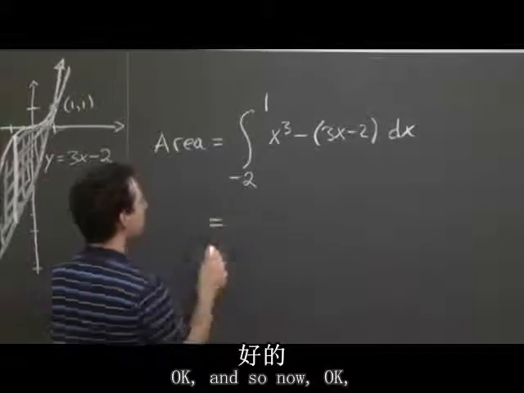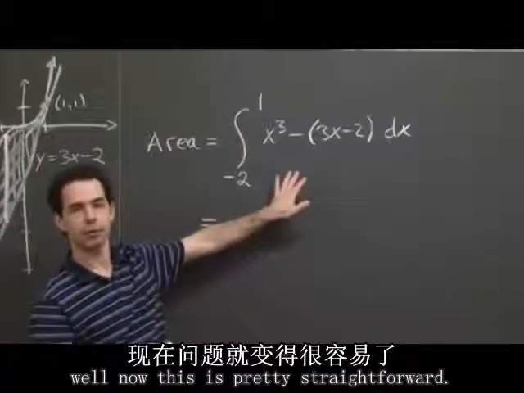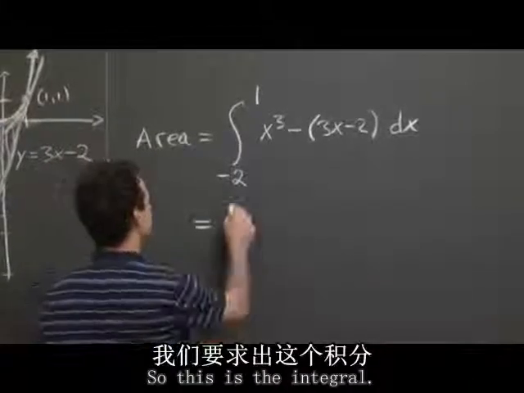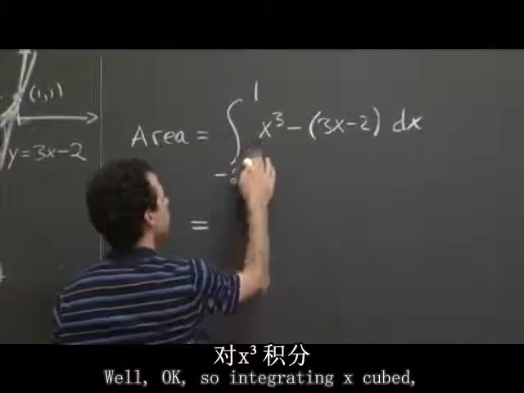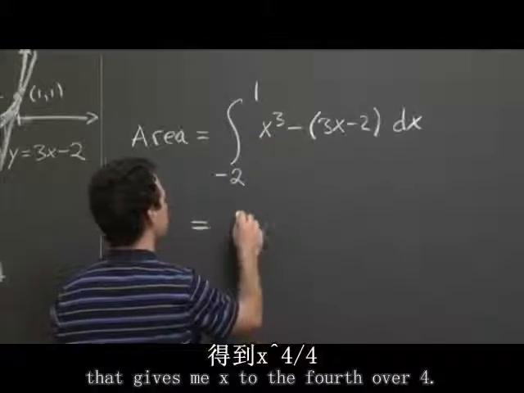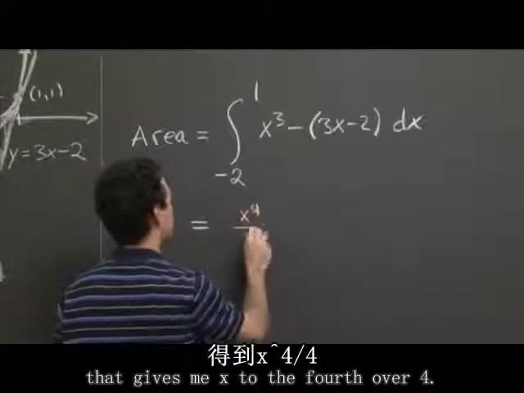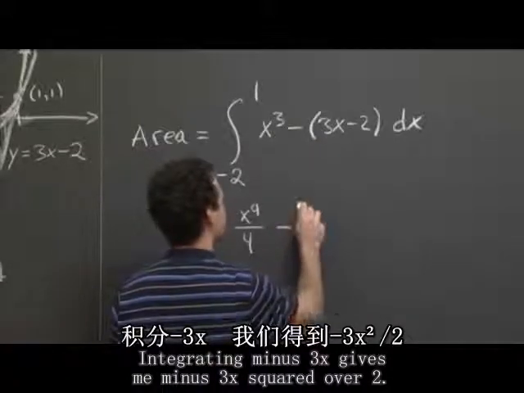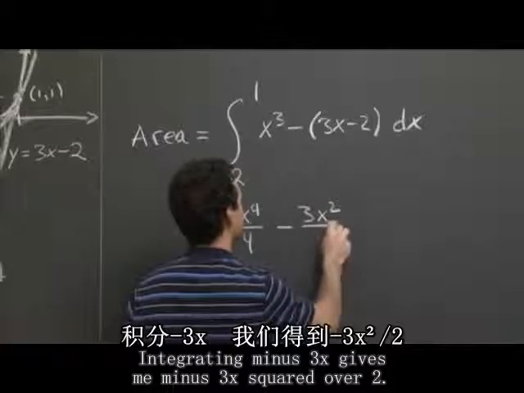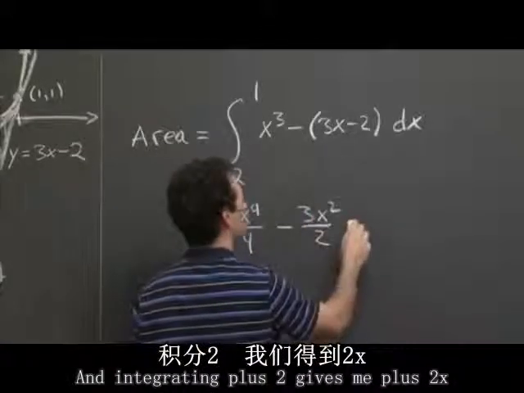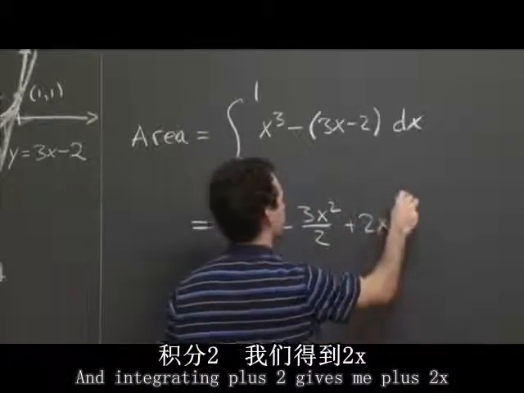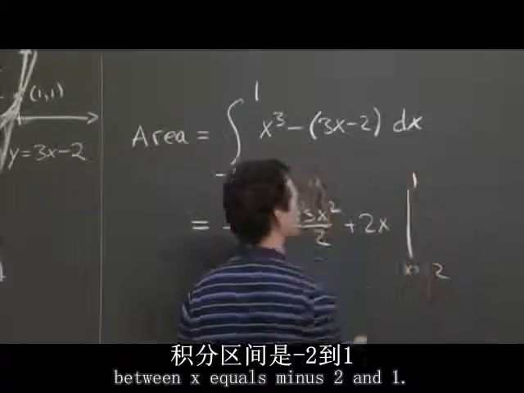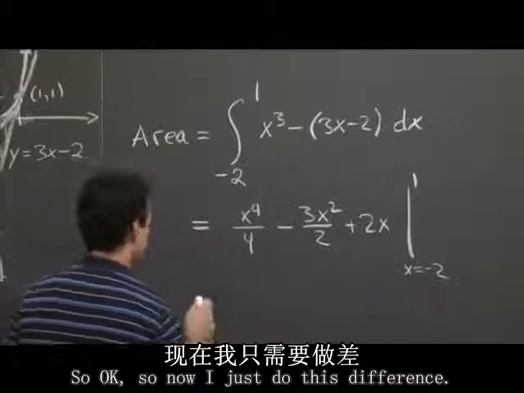And now this is pretty straightforward. We're integrating a polynomial at this point. Integrating x cubed gives me x to the 4th over 4. Integrating minus 3x gives me minus 3x squared over 2. And integrating plus 2 gives me plus 2x, between x equals minus 2 and 1. So now I just do this difference.